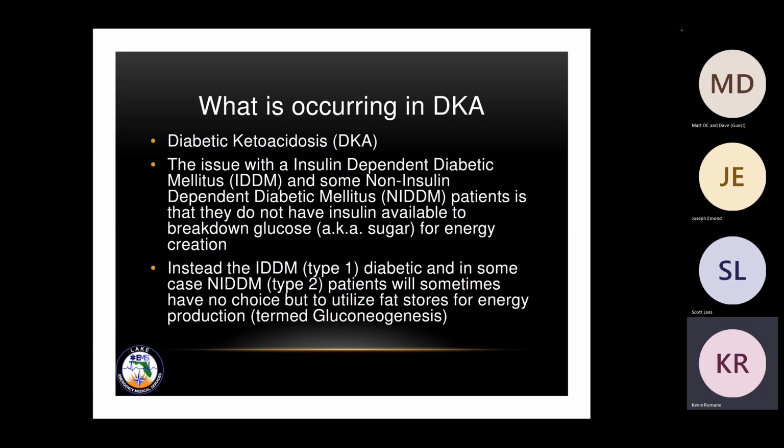So diabetic ketoacidosis, DKA. There's an issue with IDDM and some NIDDM patients in that they do not have insulin available to break down glucose, aka sugar, for energy creation. Instead, in IDDM type 1 diabetics, and in some cases NIDDM type 2 diabetics, patients will sometimes have no choice but to utilize fat storage for energy, in a process termed gluconeogenesis.